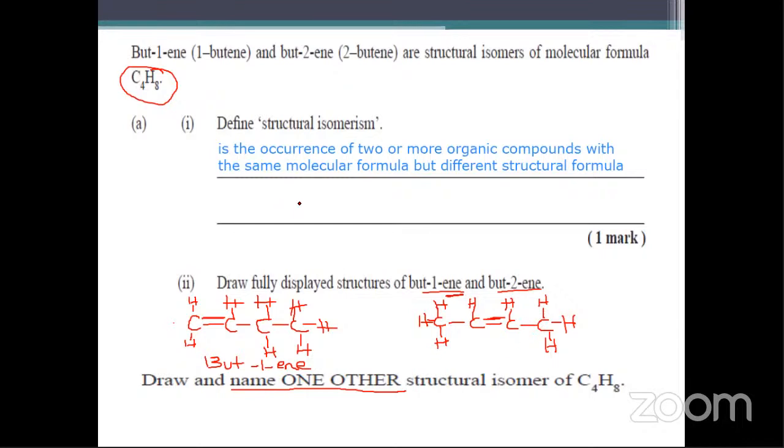Why would that be incorrect? Let me draw it up here. If I have 4 carbons, and I decide to put the double bond here, why would this be an incorrect answer to this question? Anybody say why it's wrong? Or who thinks it's right? Who thinks that this would be a good third structural isomer to but-1-ene and but-2-ene, C4H8? Why does anybody think that this is the correct answer?